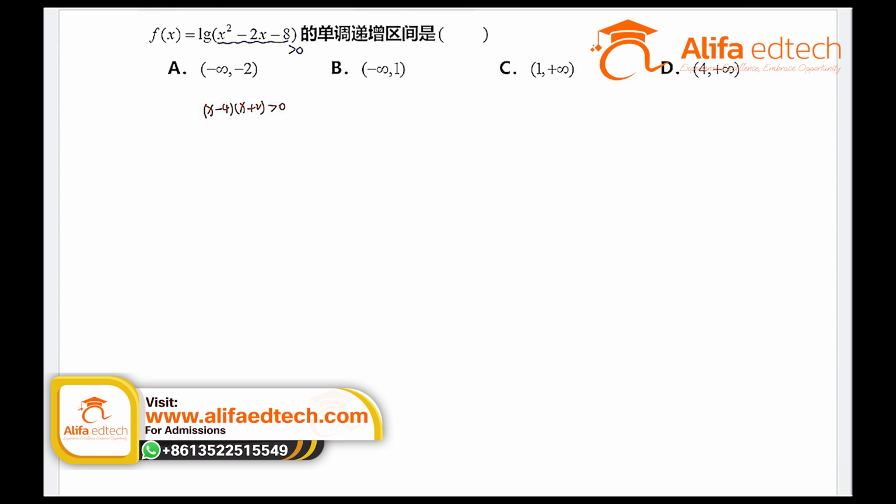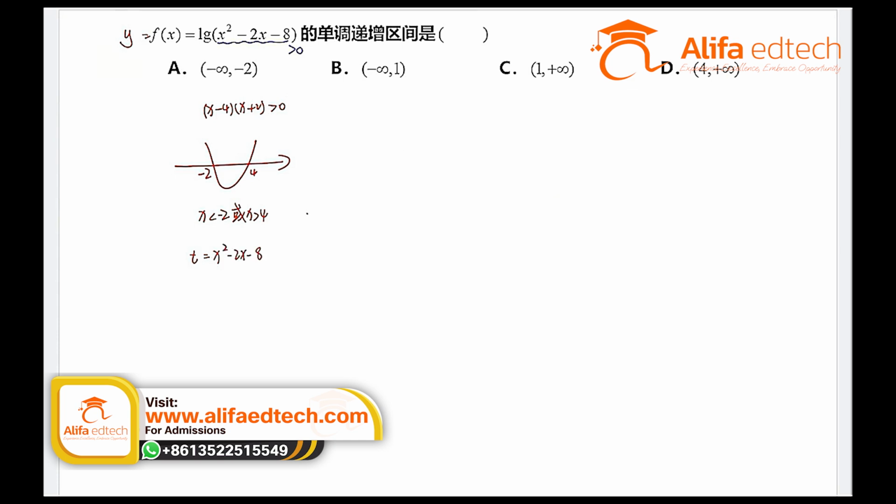So let's draw the corresponding quadratic graph. One root is negative 2 and the other root is 4. We need the parts greater than 0. So that means your x must be less than negative 2 or x must be greater than 4. All right, so with that, let's denote this composite function as y. Then we write the inner layer, t, which equals x squared minus 2x minus 8.